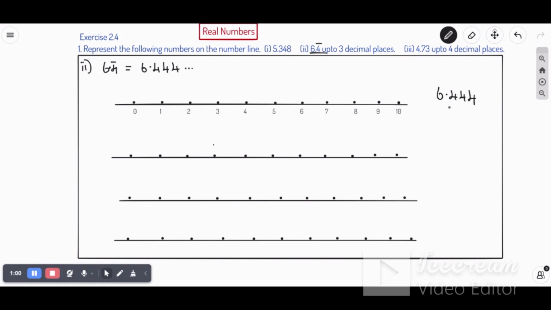6.444. The first step will be to take the first digit alone, 6. As you told, it has only one digit. What is the smallest number in one digit? 0. So start with a 0. 0, 1, 2, 3, 4, fill it up till 10.